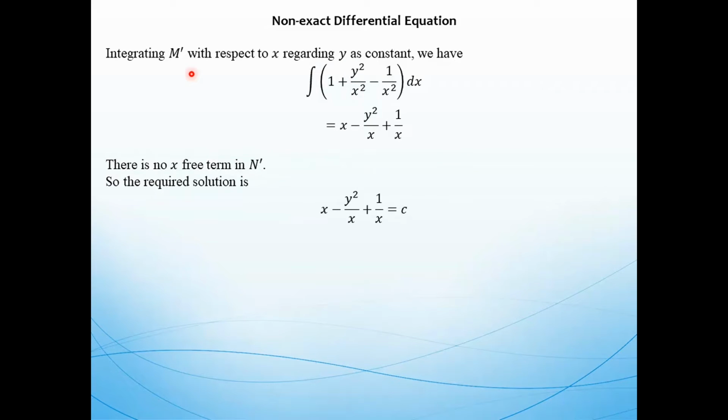Now integrating M prime with respect to x, regarding y as constant, we get the integration of (1 plus y square by x square minus 1 by x square) dx. By integrating this, we can write x minus y square by x plus 1 by x, and there is no x-free term in N, so our required solution is x minus y square by x plus 1 by x is equal to c.